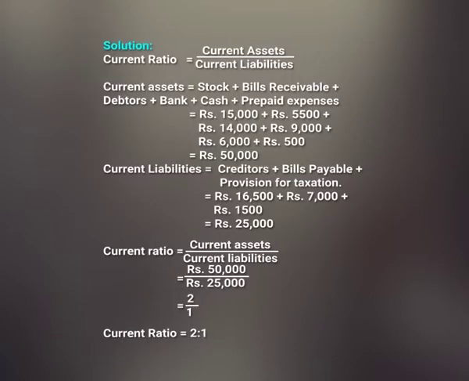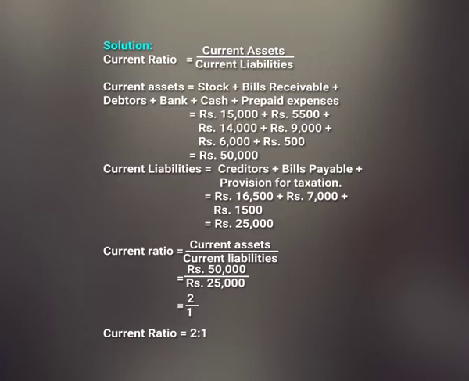We know that current ratio is equal to current assets divided by current liabilities. So, the summation of all the current assets, which is stock plus bills receivable plus debtors plus bank plus cash plus prepaid expenses, comes out to be rupees 15,000 plus 5,500 plus 14,000 plus 9,000 plus 6,000 plus 500. So, the total current assets is equal to rupees 50,000.